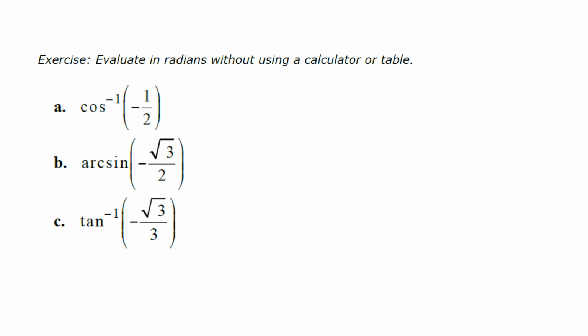So we can then evaluate in radians without using a calculator or table these three different inverse trigonometric functions. So in A, the inverse cosine of -1/2 is saying find the angle between 0 and pi, because that's the restriction, whose cosine is -1/2. Okay, so this is the same thing as the cosine of theta equals -1/2. And in this case, theta will equal 2 pi over 3. Okay, so the angle between 0 and pi, whose cosine is -1/2, is 2 pi over 3.